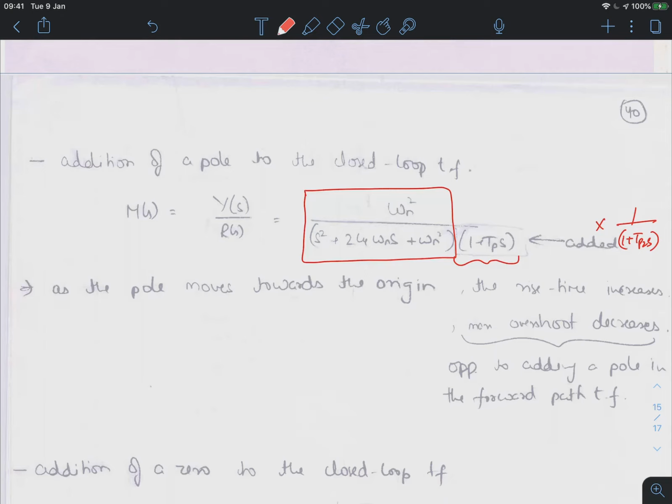Now the response of this fourth order system, you would see the rise time further increases. So as you add the number of first order systems, the rise time would increase. But the interesting point here is that the maximum overshoot will decrease now, which is opposite to adding a pole into the forward path transfer function.